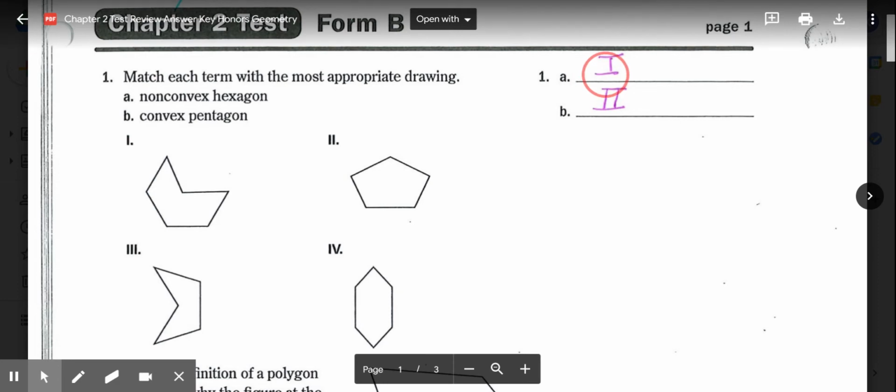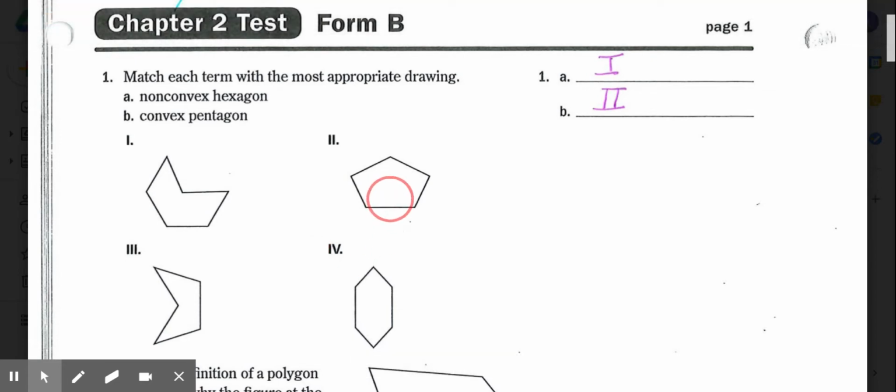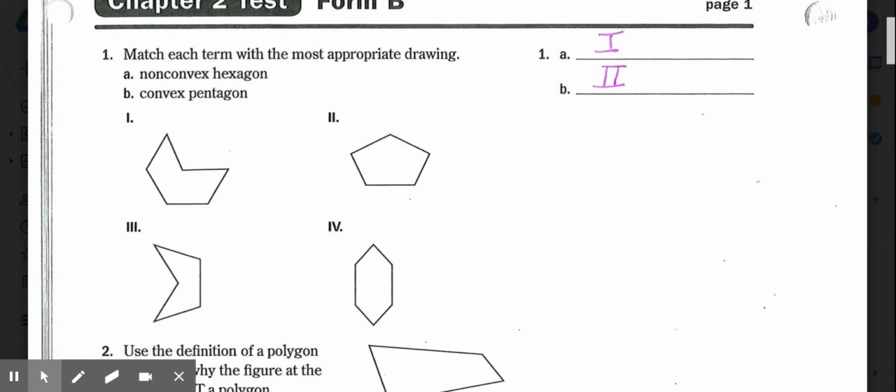so figure 1 is our non-convex hexagon. In B, we have a convex pentagon, so 5 sides and convex. So we're looking at 2 and 4. 2 has 5 sides, so 2 is our convex pentagon.